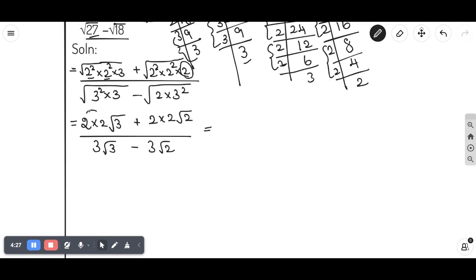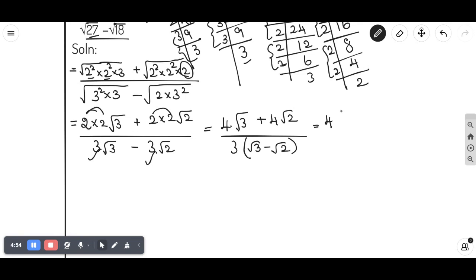Now, directly we can write the next step. 2 times 2 is 4. Here also 2 times 2 is 4. So, 4 root 3 plus 4 root 2. And down the bottom, the denominator is 3. Can we take it as common? Yes, because this also has a 3 and this also has a 3. 3 root 3 minus root 2. And in the numerator, you can take your 4 as common. So 4 root 3 plus root 2. Where am I taking it?